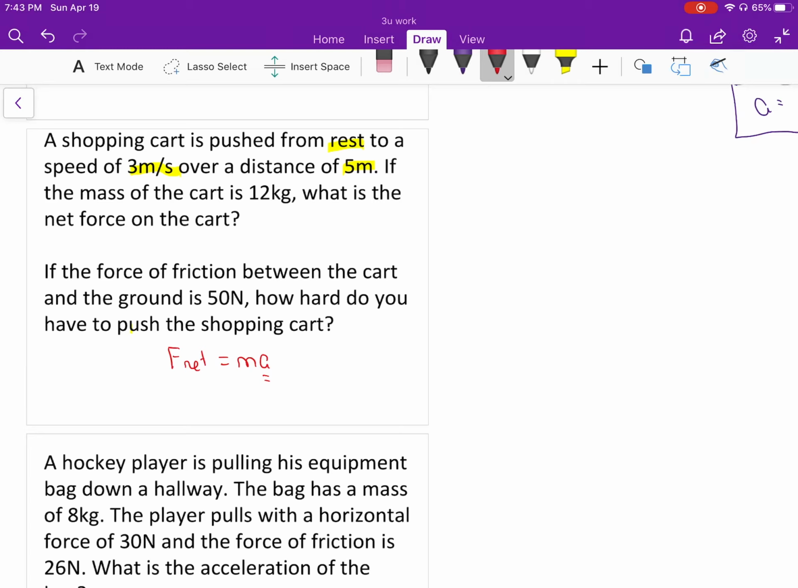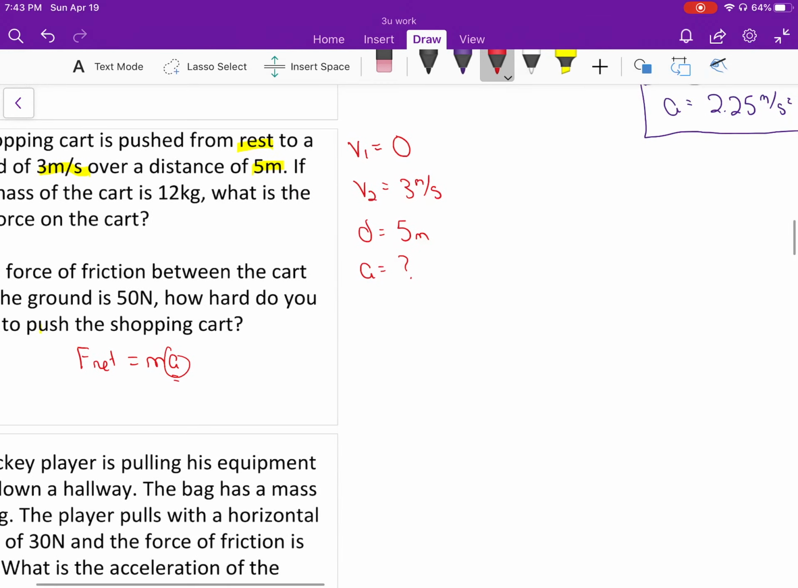If a shopping cart's pushed from rest, think back to that good work you did on that last test and on the quizzes. That means the V1 is 0. It gets to a speed of 3, so that means V2 is 3 meters per second. That's happening in a distance of 5. And in this case, I want to know the A value, so I can plug it into F net equals MA. It's been a while, but this is the scenario where we don't care about T.